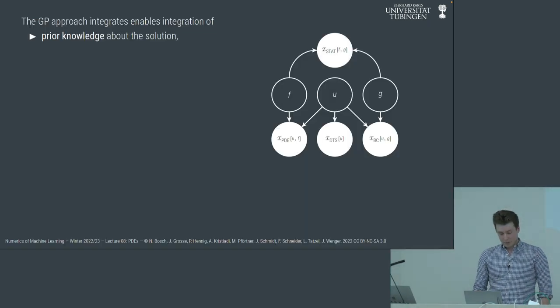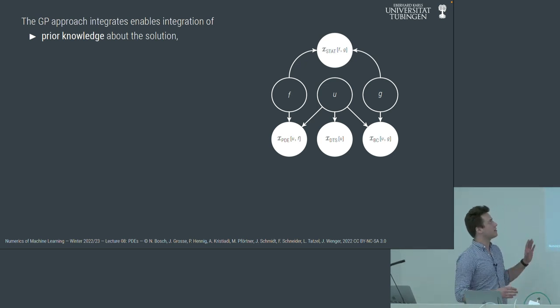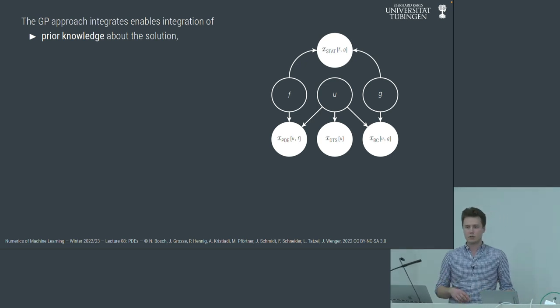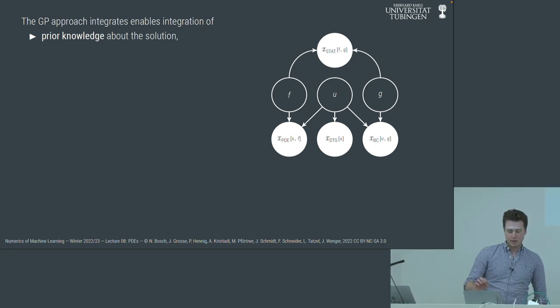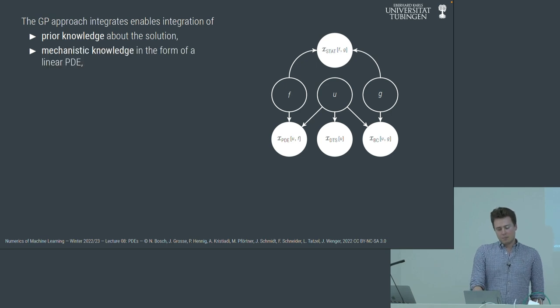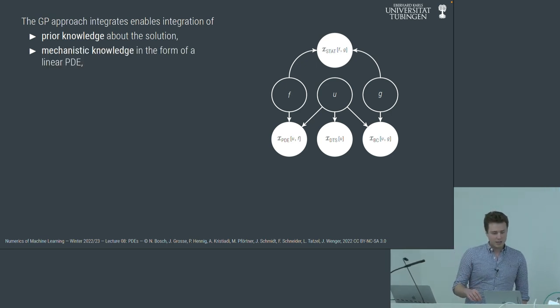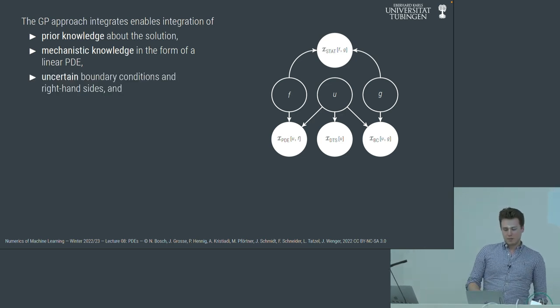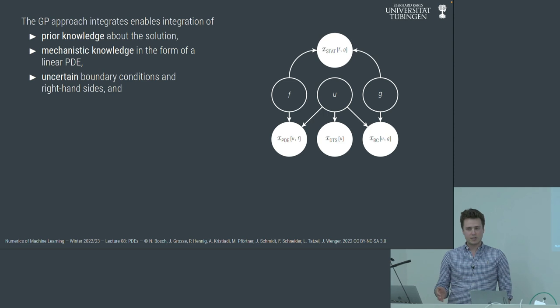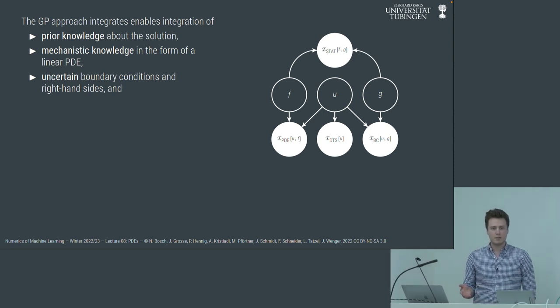All right, let's recap again. We've seen that this GP approach combined with the notion of an information operator enables us to integrate prior knowledge about the system's behavior, which is formulated as a GP, as the assumptions made by a Matern kernel in this case. We can inject mechanistic knowledge in the form of this linear PDE that we've been formulating. We can have uncertain boundary conditions and right-hand side, which actually appear quite often in practice, specifically also in the context of inverse problems.